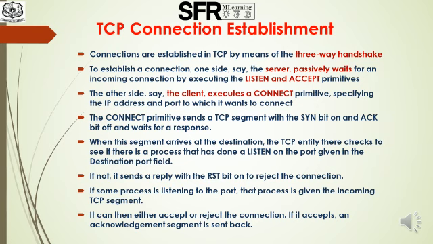So this is the 3-way handshake method. Once again I repeat, the server first executes the listen, then the client sends the connect. If the server is willing to accept, the server sends the accept primitive, otherwise RST to reject the connection.